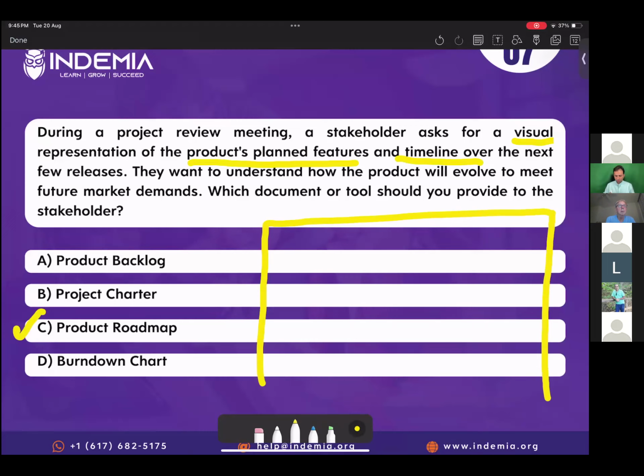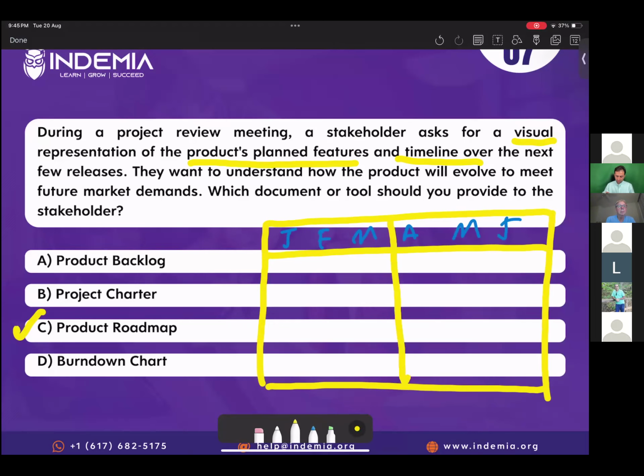If you recall, I normally draw on top the timeline. Let's suppose Jan, Feb, March, April, May, June. Then you divide it into different releases, and then you map your features here, right? Now this is your roadmap. So it's visual. It has all the features along the timeline, over the next few releases. So the correct answer is option C.